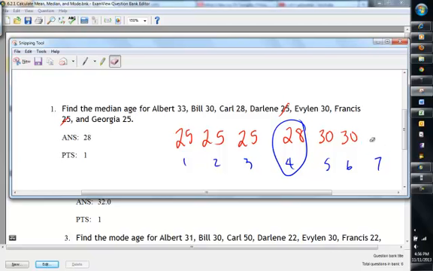If instead there were only 6 values, then we would take the one that's halfway between the middle two. Okay, halfway between 25 and 28, add up 25 and 28 and divide by 2. 25 plus 28 is 53. 53 divided by 2 is 26.5. So that would be the median.